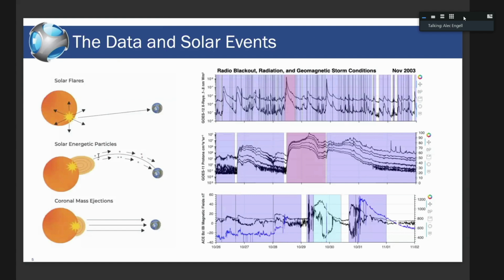Okay, so the data and the solar events here on the right, I'm sure on the left, people generally get the concept. I find these cartoons generally helpful if you're talking to some folks that are unfamiliar with what you're referring to. Screen went black.